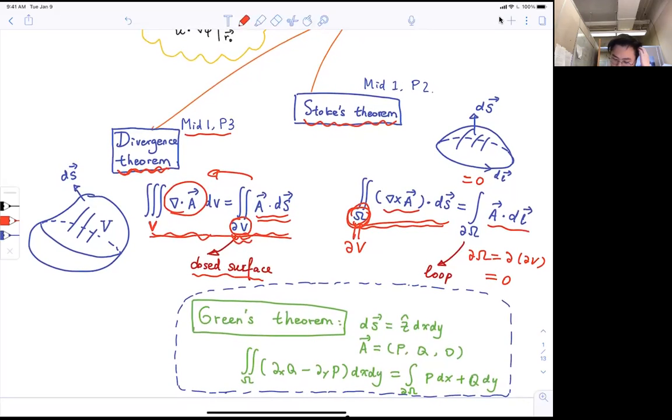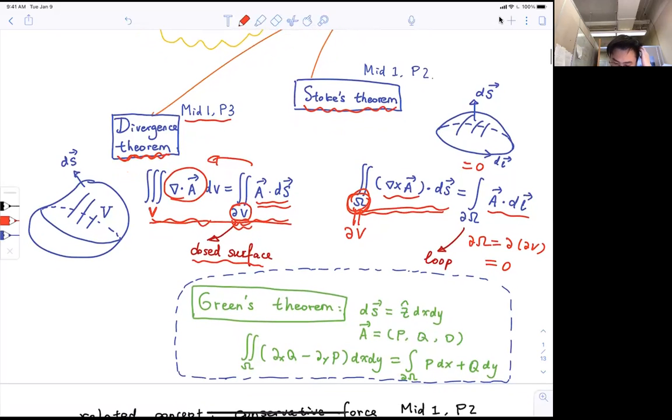Okay, so yeah, there's another theorem. It's like a Green's theorem. So this is just a special case. You can regard it as a special case of the Stokes theorem or the divergence theorem.